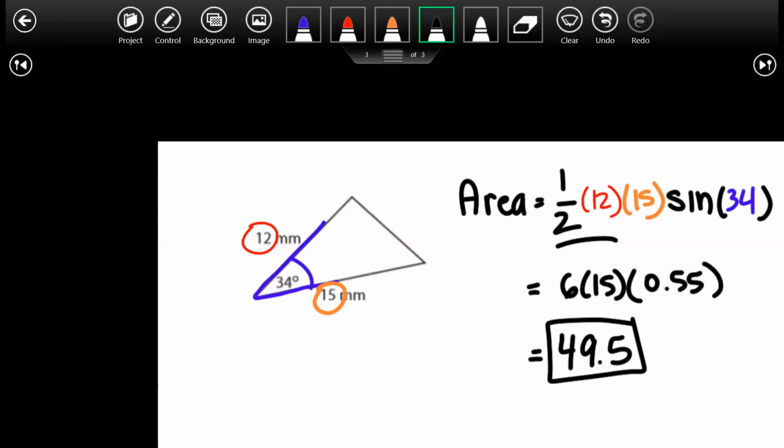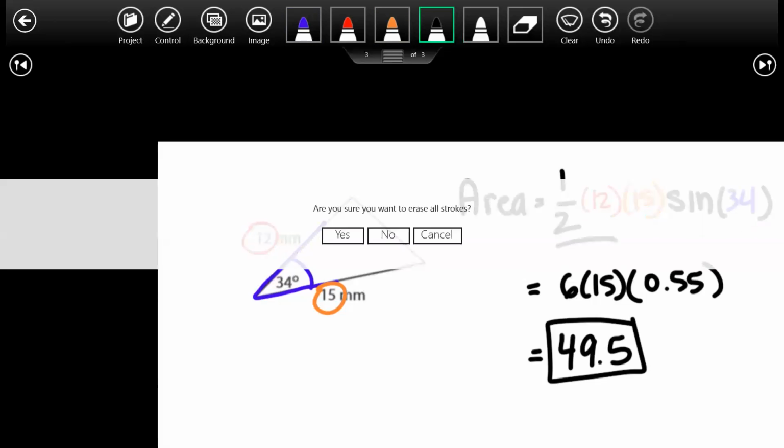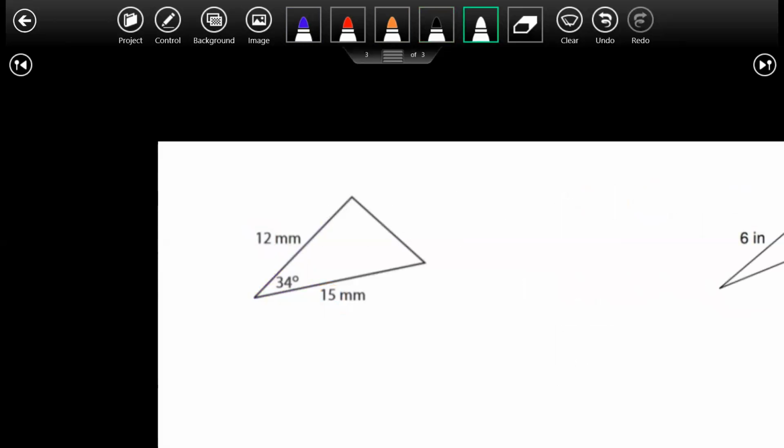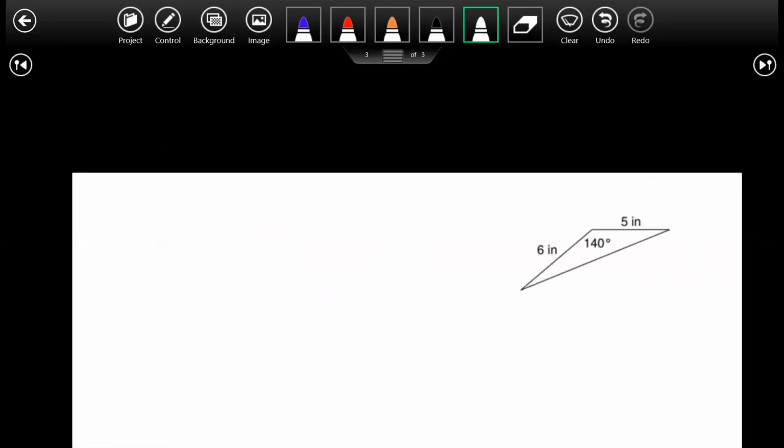Already? What is up with my classroom? I don't know what's happening here. Wacky tech over here. Here we go. Clear it up. Do the one to the right. I don't know what's happening with this.